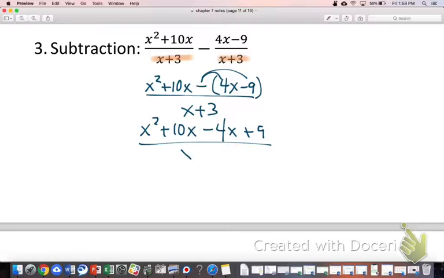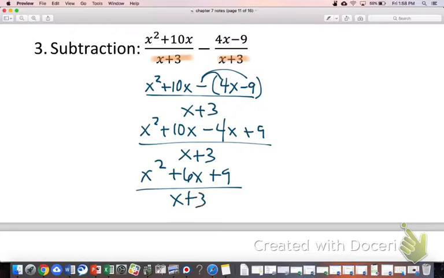Okay, so then for our final step here, maybe it's our final step. We'll see here in a second. We need to add those middle terms up there, and we get x squared plus 6x plus 9 over x plus 3. Is this done? No. Why not? Factor. We could maybe factor the top. Ooh, we could try. Why don't you try? See what happens if you try to factor the top.